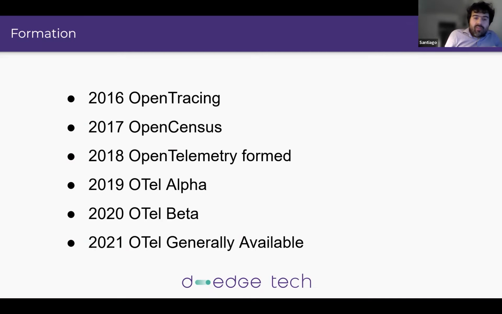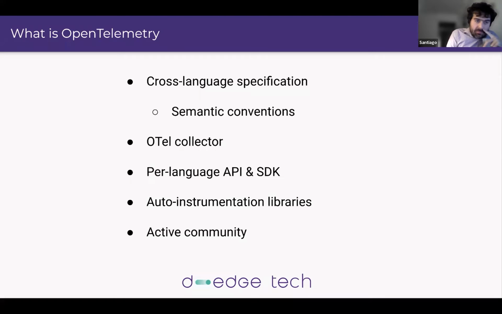So what is OpenTelemetry? Well, first of all, OpenTelemetry is the most active project on the Cloud Native Computing Foundation after Kubernetes. So they have crazy activity, with contributions from all around the world. And first, OpenTelemetry is a cross-language specification.